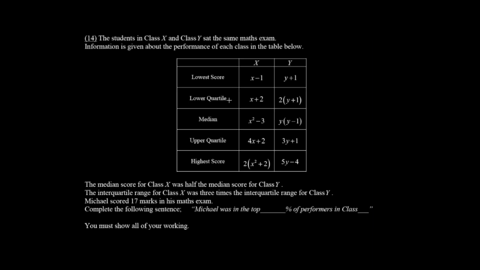Okay, we've got here information about two classes, X and Y, and the information in this table, which contains the lowest score, highest score, quartiles and medians, are all in terms of x's and y's. X is for the X class and Y is for the Y class. We've been given two simultaneous equations, effectively the median score, linking between class X and class Y, and the interquartile range, also linking between class X and class Y. So if we put in our x's and y's for both those two equations, we should be able to solve for x and y. And then we may be able to answer the question that follows.